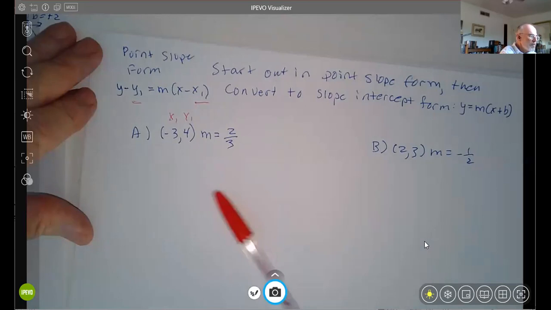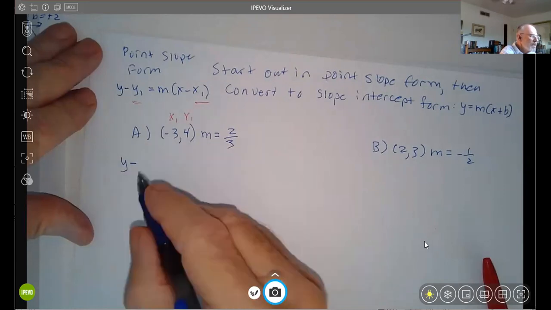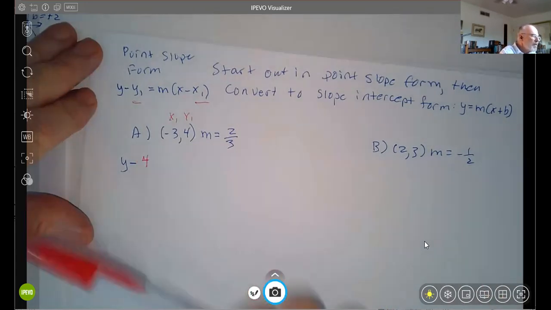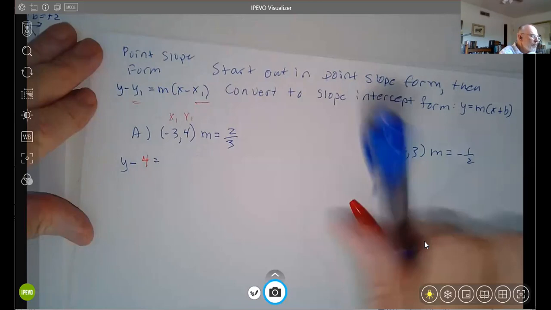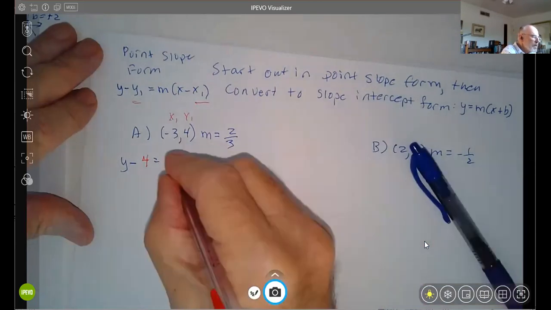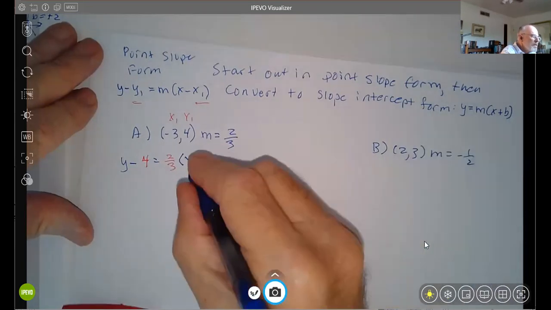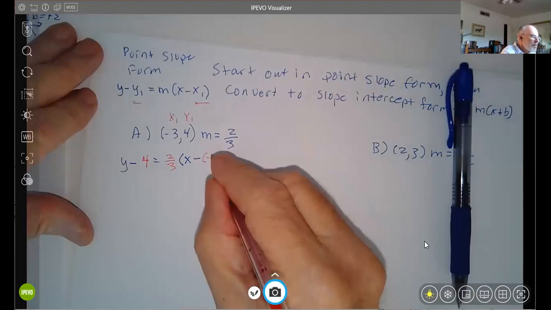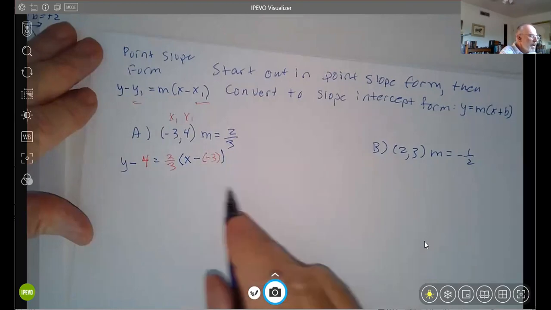So we'll go ahead and plug these values into this equation. So y minus, now the negative sign comes from the equation, and my y1 is 4. And that equals my slope. My slope is 2/3, times x minus, negative sign comes along, and then we have -3. That's your x1. Okay. So now we'll go ahead and distribute.